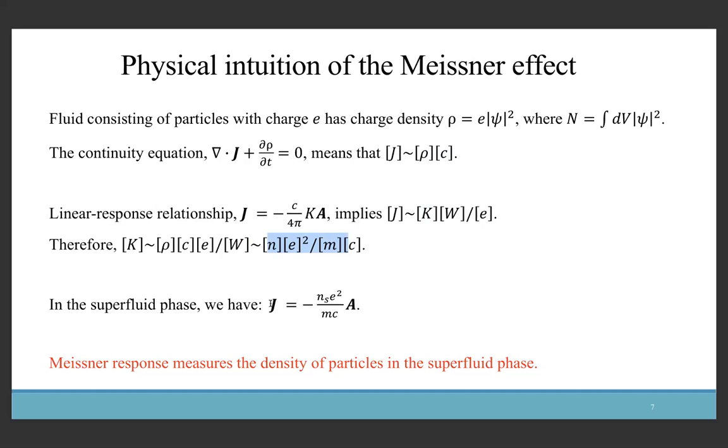And so this tells us that the constitutive relation between the current and the vector potential is going to be Ne²/mc. And at zero temperature, all the particles will be condensed into the superfluid phase. So this tells us that for a non-zero response kernel, we need to have a non-zero superfluid density. So the Meissner response effectively measures the density of particles in the superfluid phase. And what I'm going to present is a calculation of the superfluid density for the Fulde-Ferrell superfluid, which I'll discuss very soon.